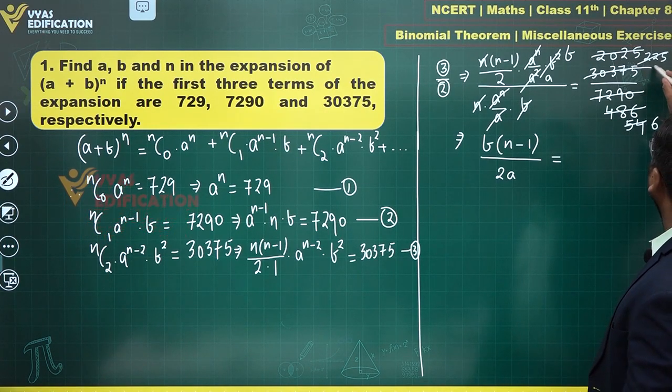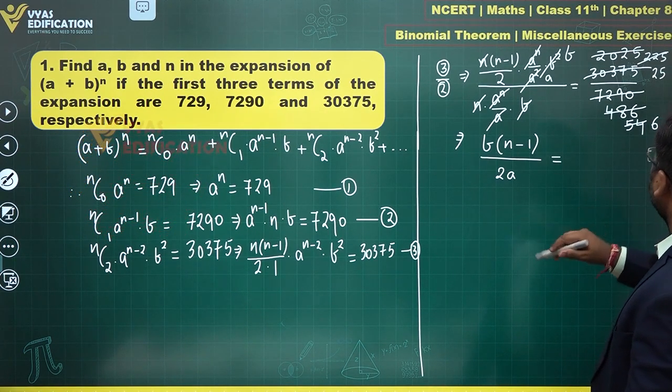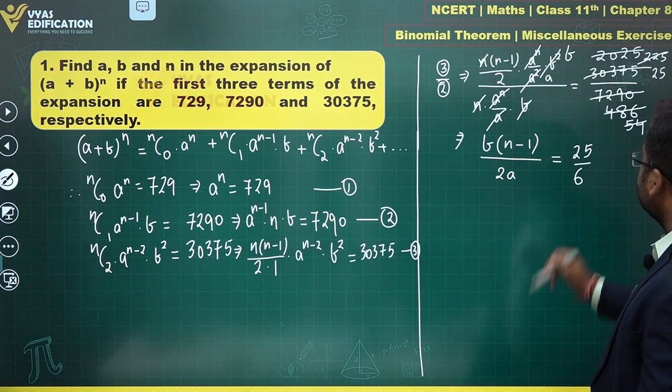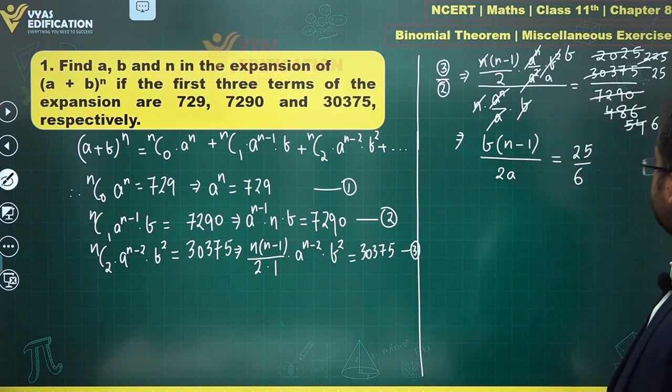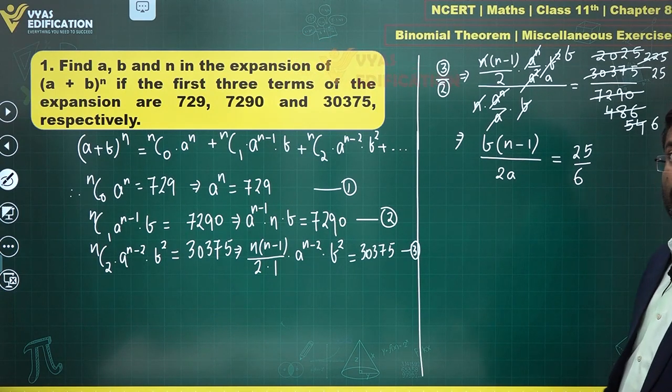9 times, can you observe that? This is 9 to 25. 25 by 6 is what I'm getting over here. This is 25 by 6. Okay? Is that okay? Yes. This is 25 by 6. And what else? What else?